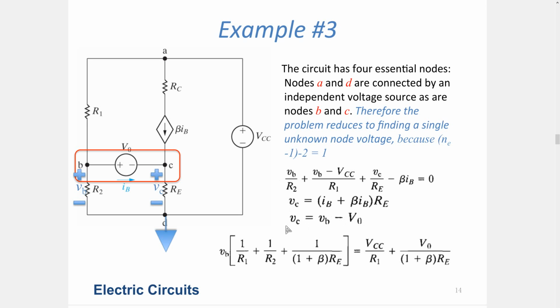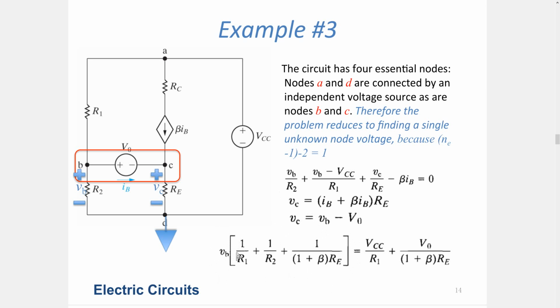From here, we can get rid of VC first. Then we can get rid of the IB as well, because actually we are interested in finding the node voltages. So IB is the absolutely unknown thing. So we can use some mathematical algebraic manipulation to get rid of IB. Once I can express the IB in terms of VB or VC, I can plug it here and then solve the whole equation. If I do the math, I'm going to get this expression.